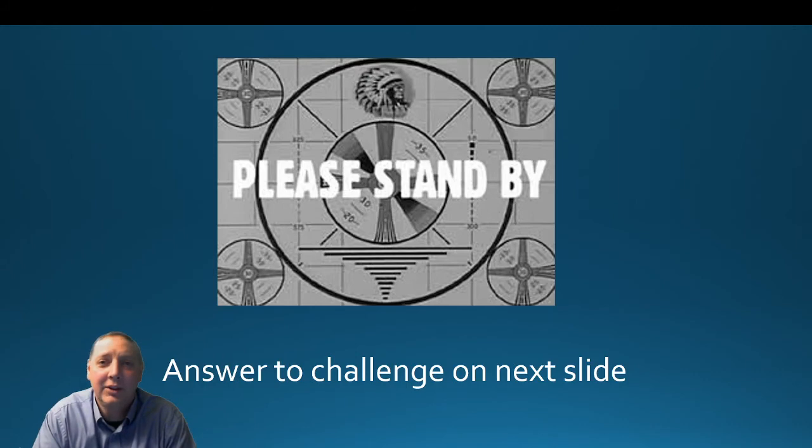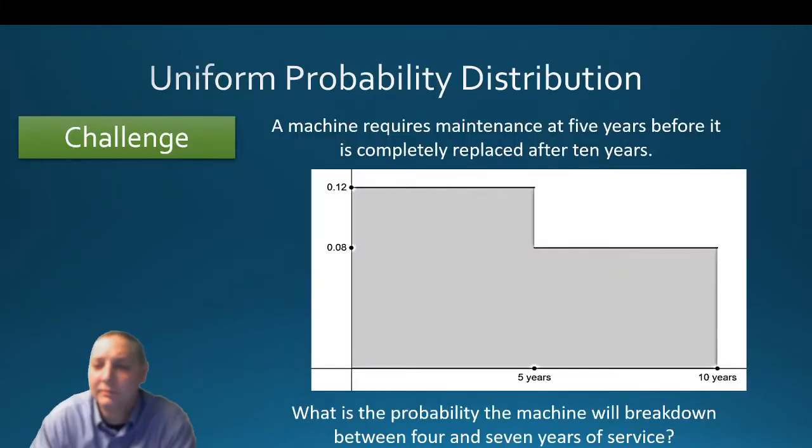Now let's go back to that challenge if you're ready. Alright, so here's our challenge. We're trying to figure out what's the probability that this machine will break down within 4 to 7 years. So we need to first represent where does that look like on the graph. So you need to mark the 4-year mark, the 7-year mark, and then kind of shade in that area that represents.